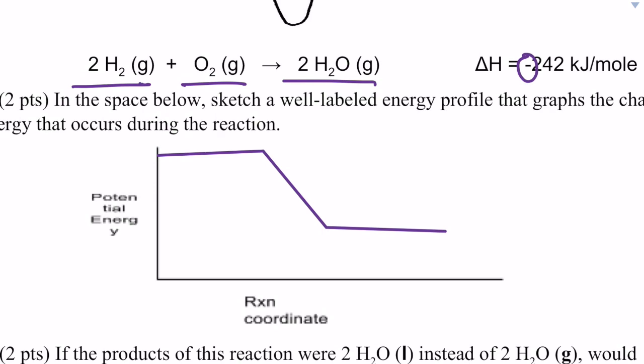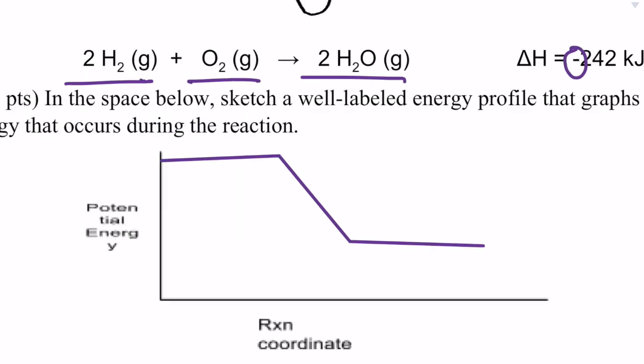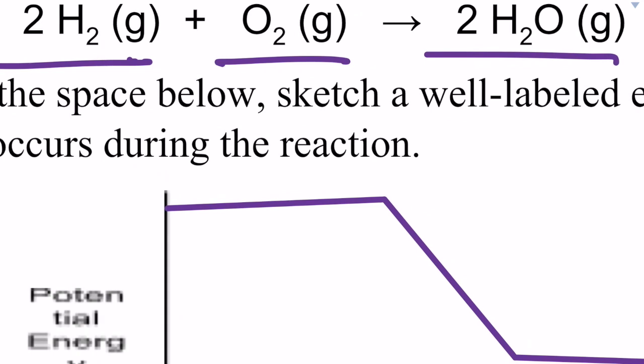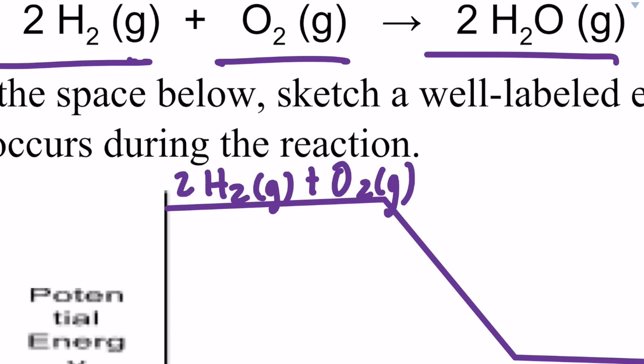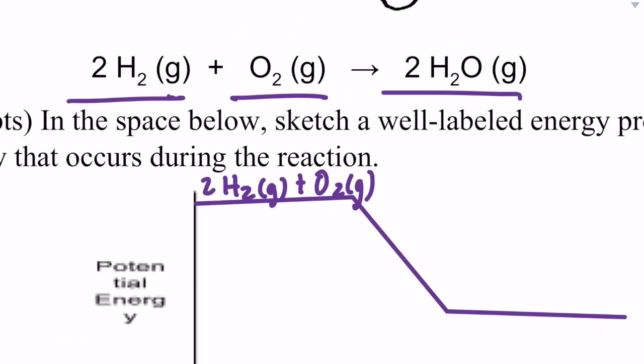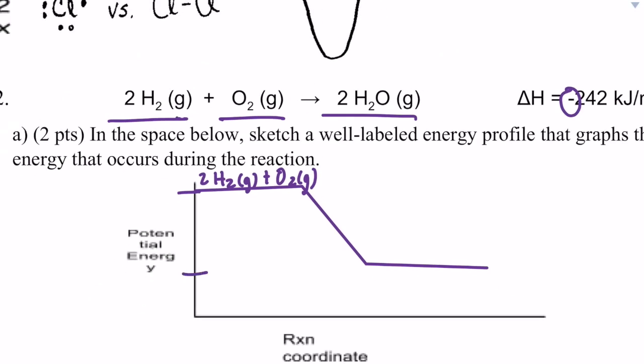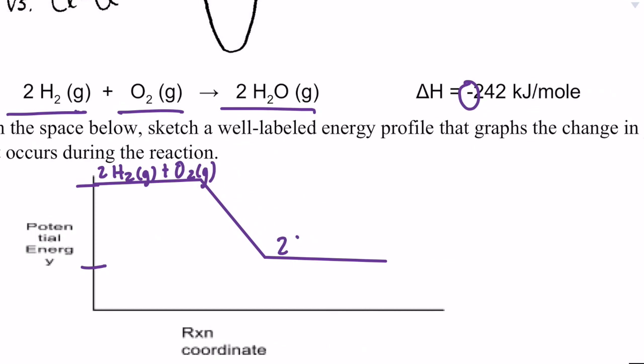After this, we need to label our graph lines. First thing we want to label is our reactants. Our reactants go on this line at the top here, because the reactants start at a higher potential energy, and then they drop down to something lower. And our lower would be our water.